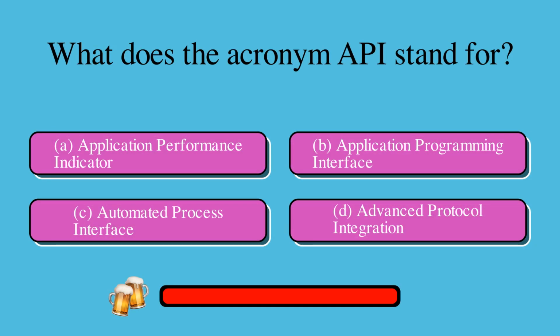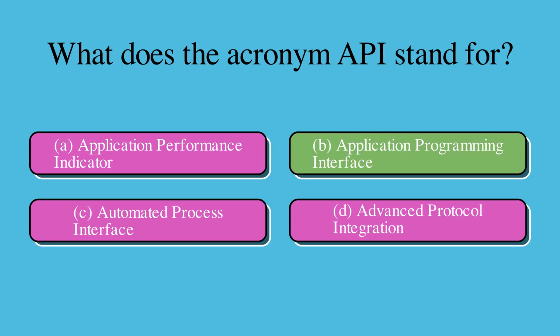What does the acronym API stand for? Is it A, Application Performance Indicator, B, Application Programming Interface, C, Automated Process Interface, or D, Advanced Protocol Integration? The correct answer is B, Application Programming Interface.